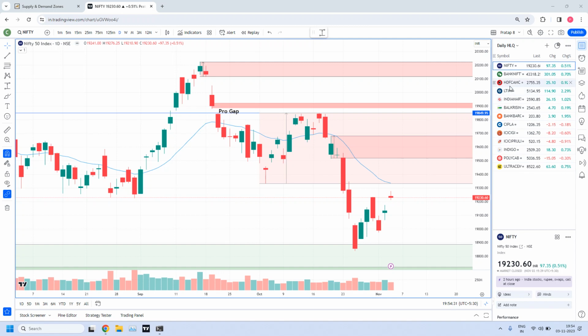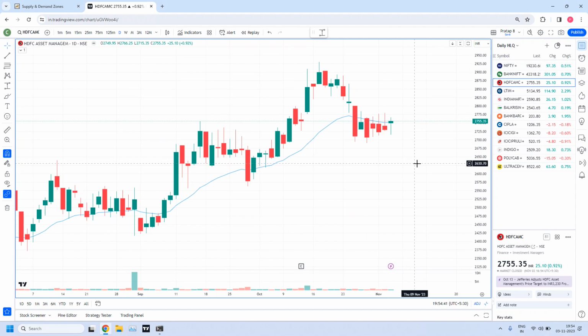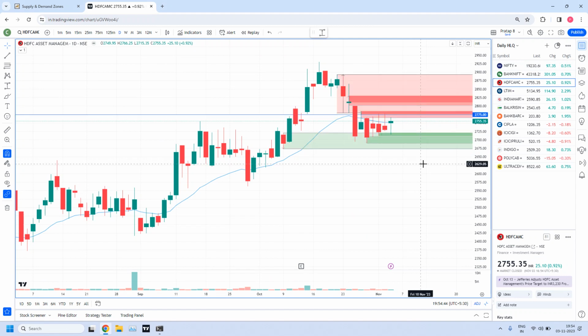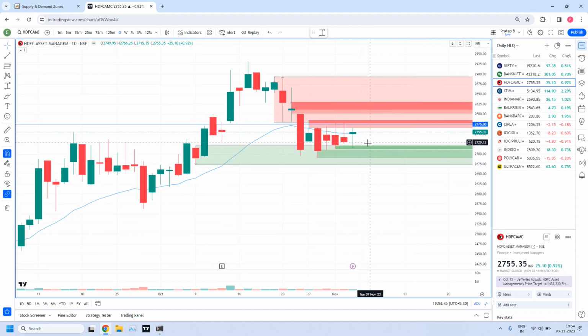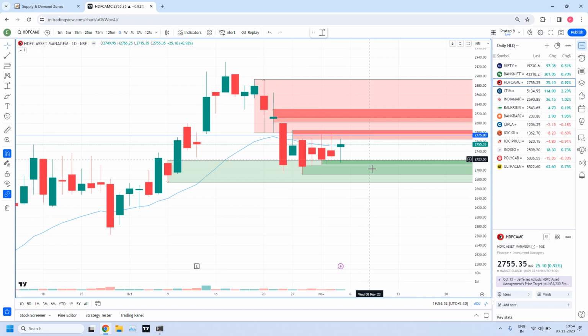The first one is HDFCAMC. Already we got entries for the last 2 days. Even today also we got the entry for this stock. Because yesterday it was near the demand zone, so we got an entry in the demand zone itself. We found one fresh 15 minutes demand zone.